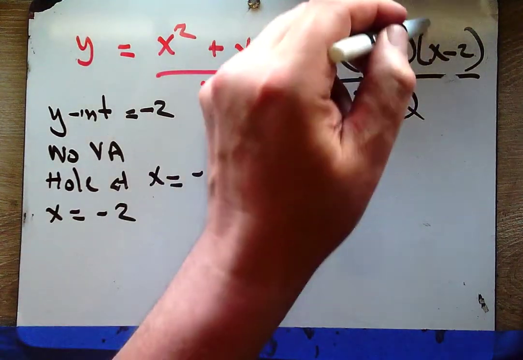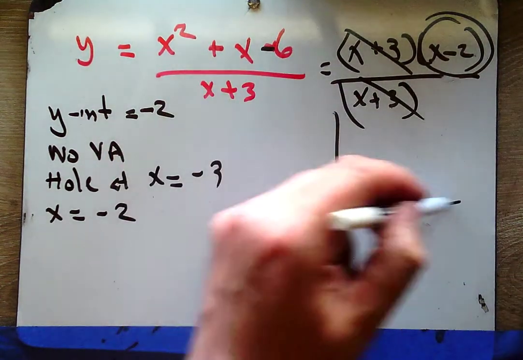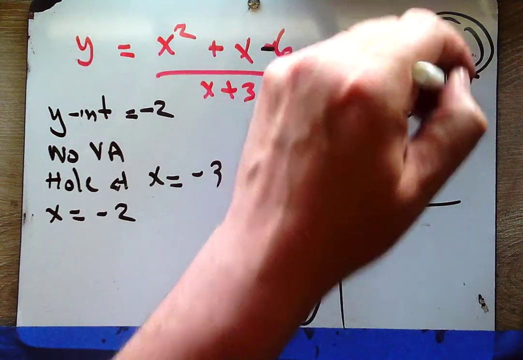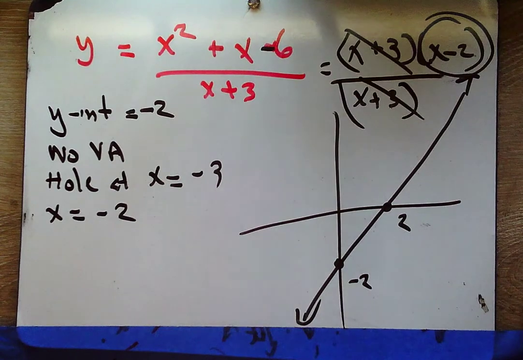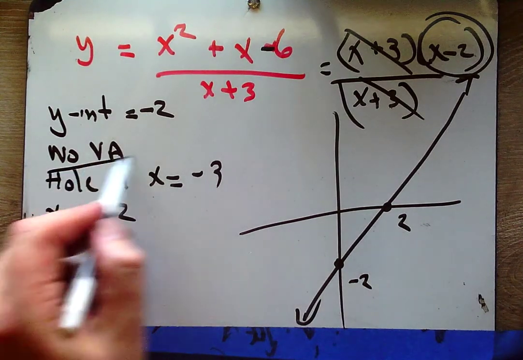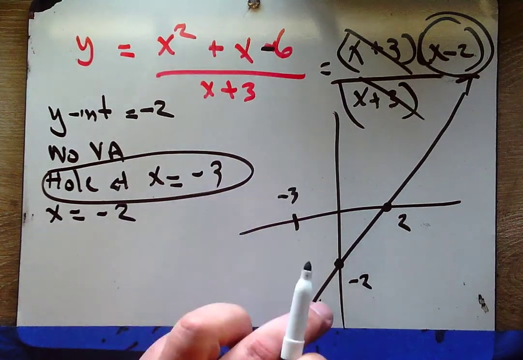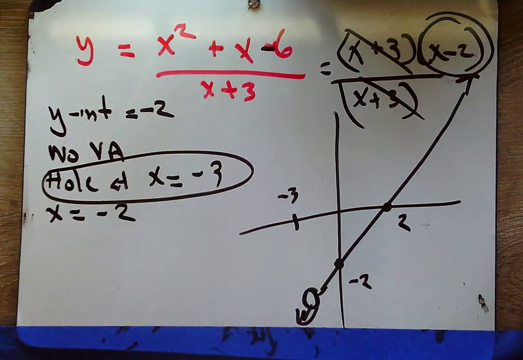Okay, this is what I'm supposed to graph. That stuff that's left over. That's just the line y equals x minus 2. So this would be 2, and this would be -2. But don't forget the hole at -3. Okay, nice.